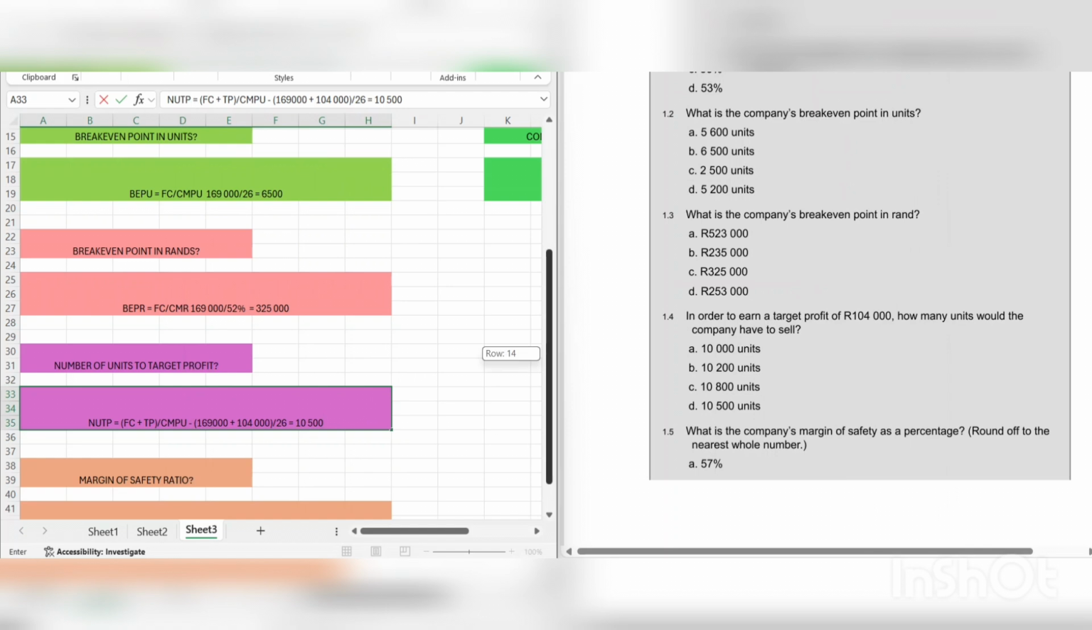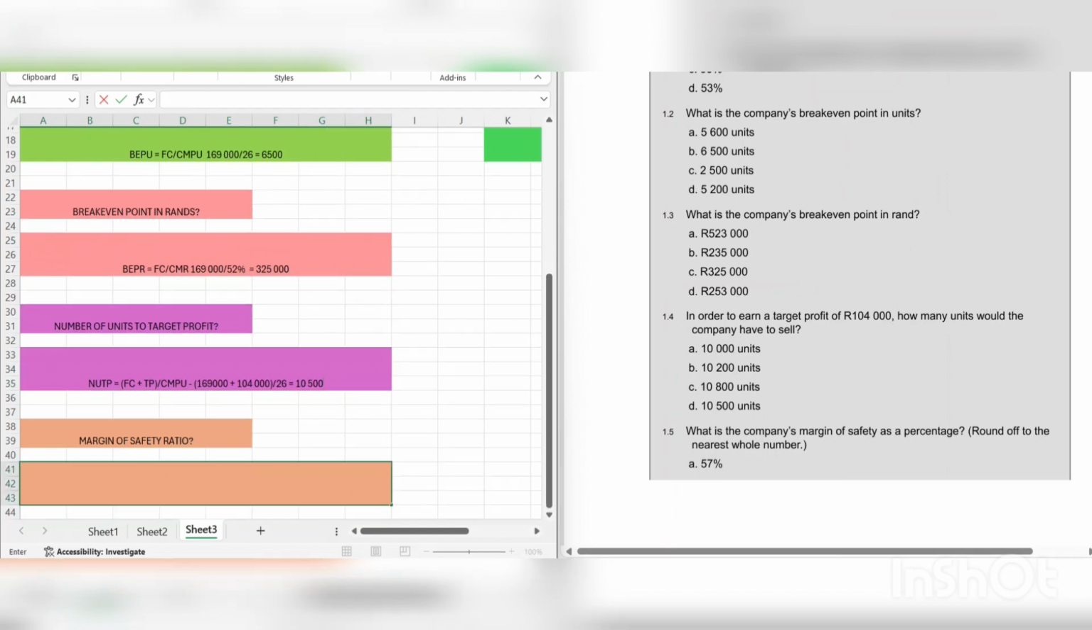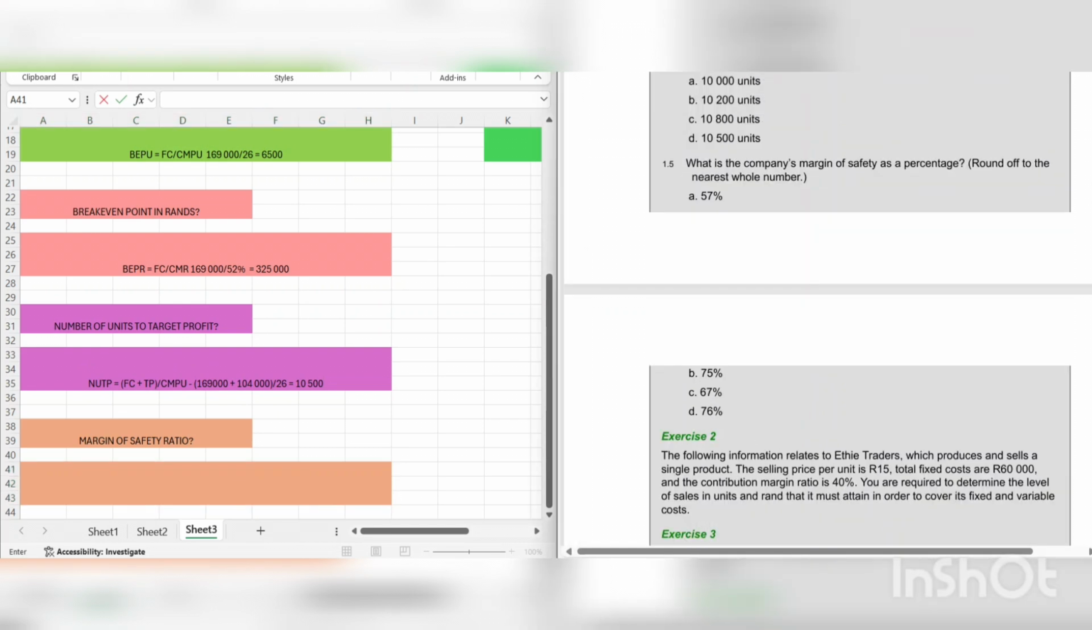Okay, and finally we're going to do our margin of safety ratio. So it tells you here, what's the company's margin of safety as a percentage. The moment they say percentage, you know it's a ratio. And that is your total sales minus your break-even sales divided by your total sales value times 100.